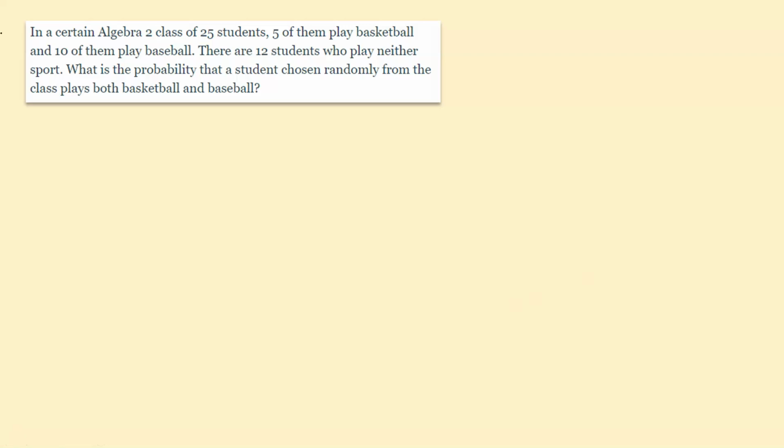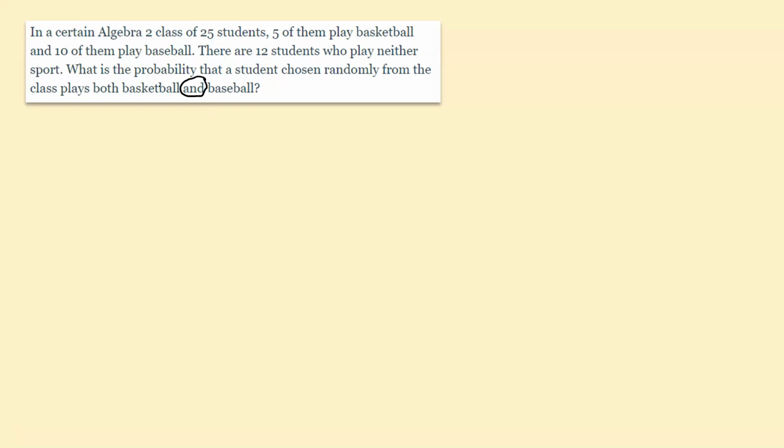Now let's go ahead and look at this one. In a certain Algebra 2 class of 25 students, 5 of them play basketball and 10 of them play baseball. There are 12 students who play neither sport. What is the probability that a student chosen randomly from the class plays both basketball and baseball? So this is an and question rather than an or question. So we want to make sure that we are counting students that are playing both basketball and baseball.